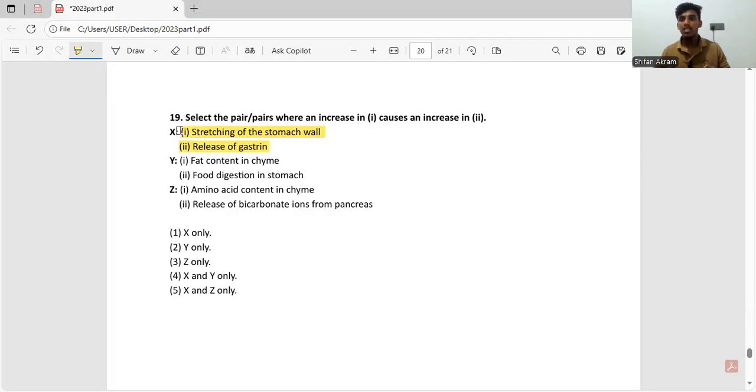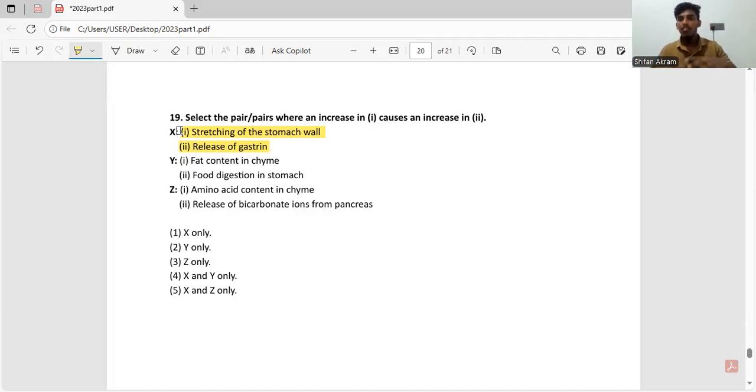It causes the release of gastrin hormone. So this gastrin hormone causes the release of hydrochloric acid and pepsinogen. So this hydrochloric acid and pepsinogen, what do they do? Hydrochloric acid provides an acidic environment for the pepsinogen to work. So pepsinogen converts to pepsin, and this pepsin breaks down the proteins that are present in the food.